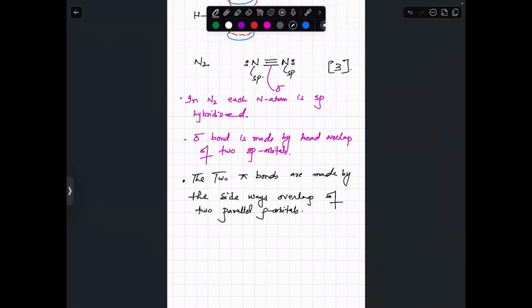To show the hybridization, you know it's of group 5: 1, 2, 3, 4, 5. So two regions, sp. Then the sigma bond is made by the sp orbitals, and the pi bond is made by the sideways overlap of parallel p orbitals.